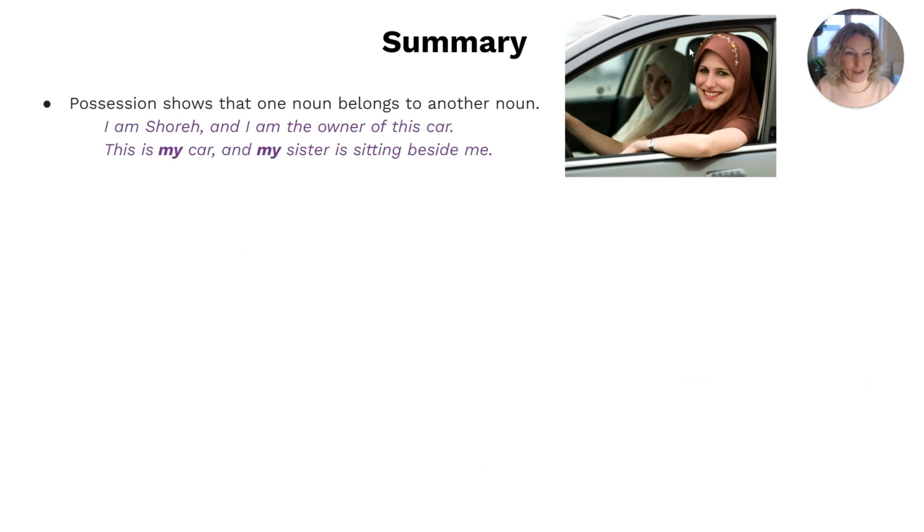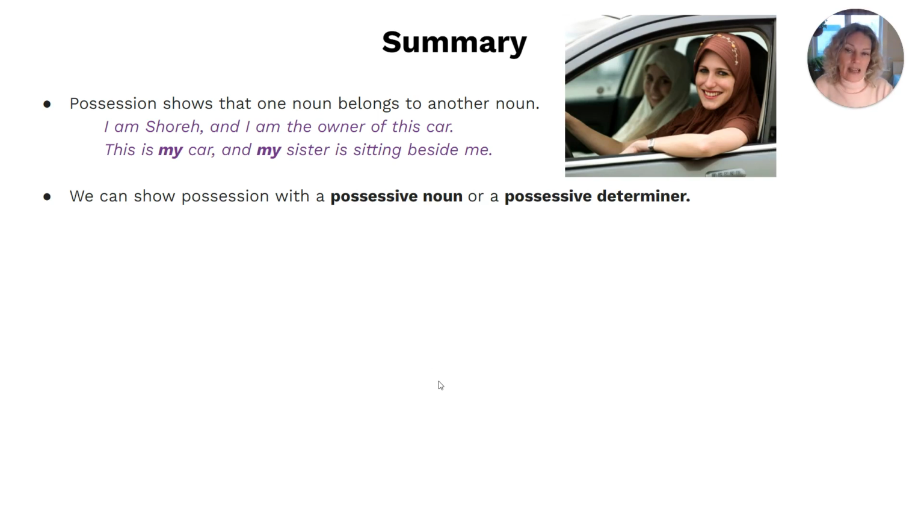So let's summarize what we've learned. Possession shows that one noun belongs to another noun. So for example, if we look at these two ladies in the car, and imagine this lady is speaking here, she would say, I am Shore and I am the owner of this car. This is my car, it's Shore's car, and my sister, Shore's sister, is sitting beside me.